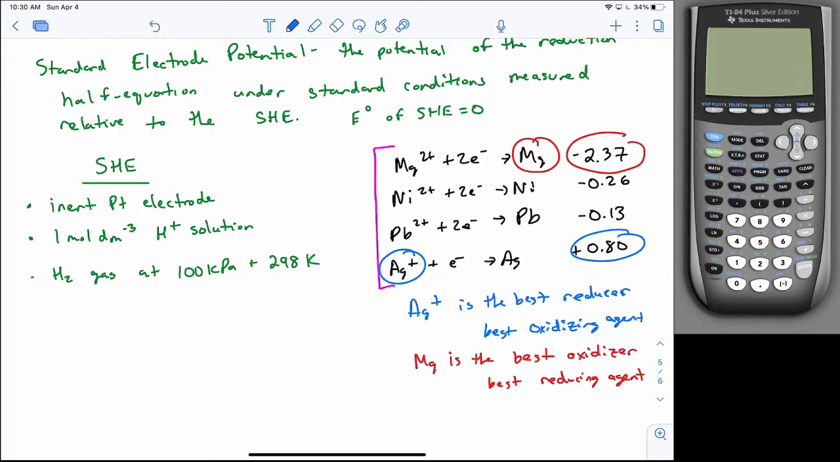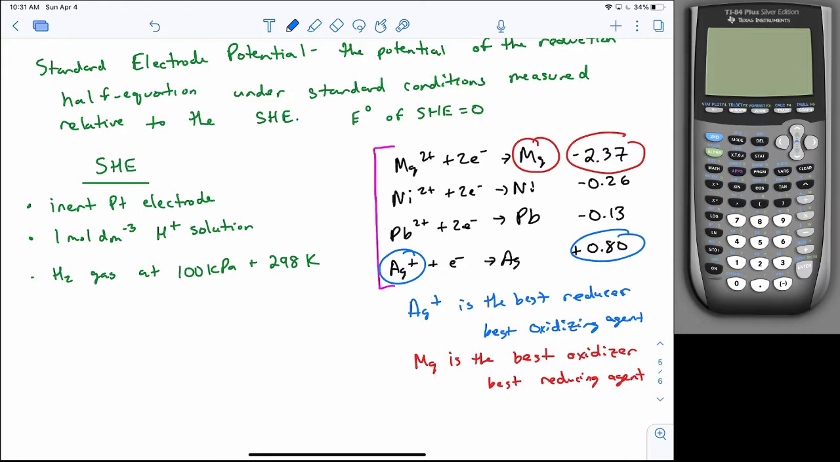Okay, understand? Because all these reactions are reduction reactions, what that means is that all the reducers are listed on the left side, because those are all actually actively reducing. So your choices for best reducer are Mg2+, Ni2+, Pb2+, and Ag+, because they're reducing toward Mg, Ni, Pb, and Ag. So the actual silver species that reduces, that gains electrons, is Ag+.